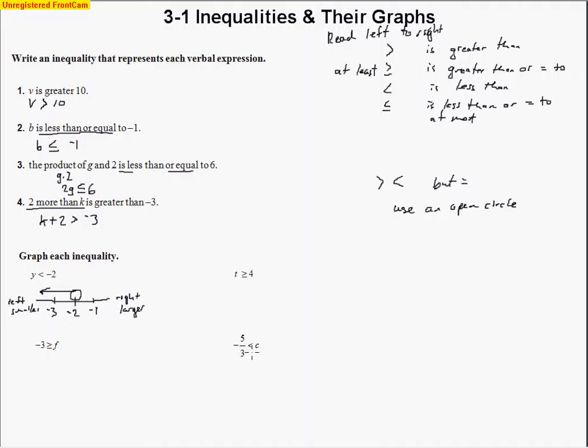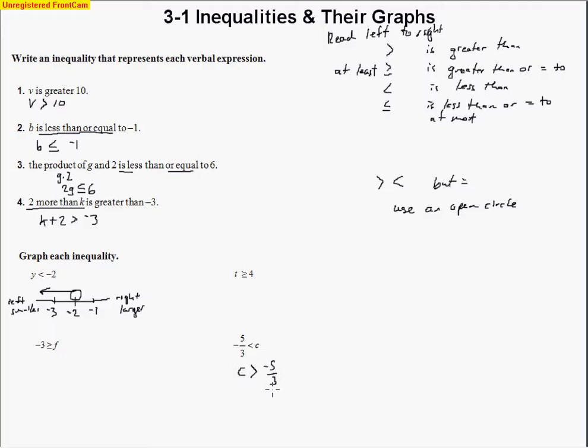Well, let's take a look at this next one. It has negative 5/3 is less than c. So instead of reading it that way, I like to read the variable first. So I can read it backwards. c is greater than negative 5/3. See, if I were to switch this around, put the c on the left-hand side of the inequality, it would have to match what it shows over here. And how it's open towards the c means c is bigger. So I would say c is greater than negative 5/3, or negative 5/3 is less than c.